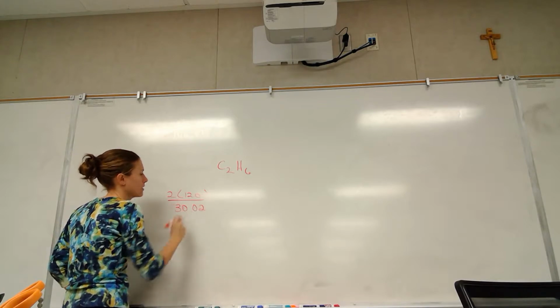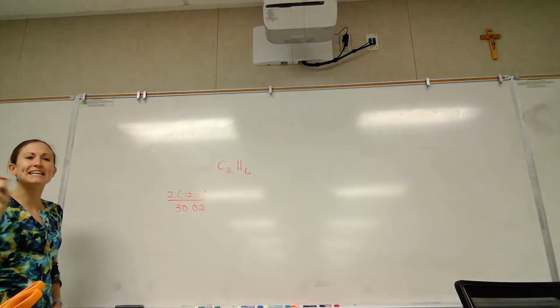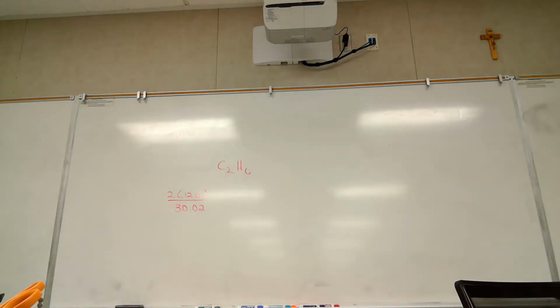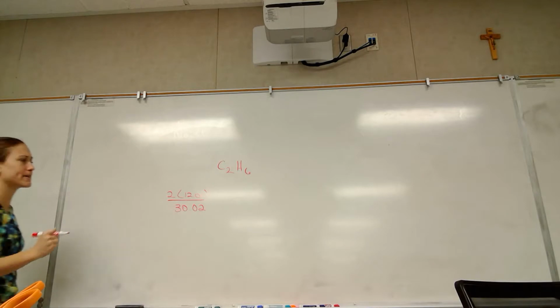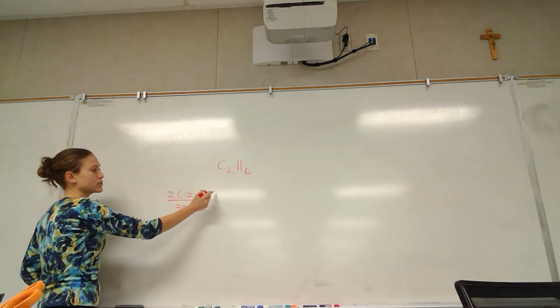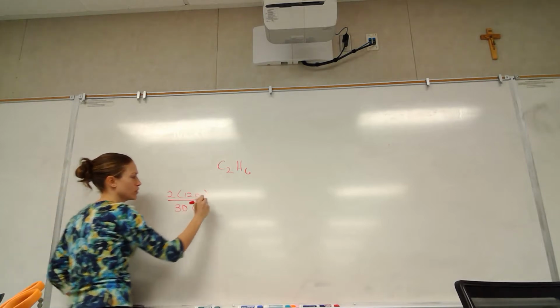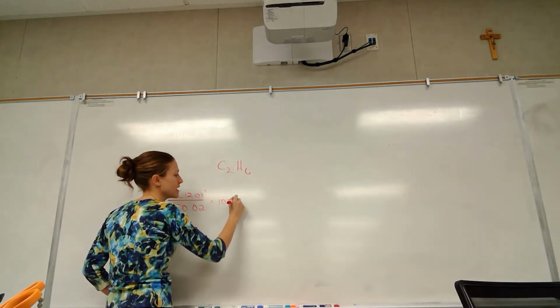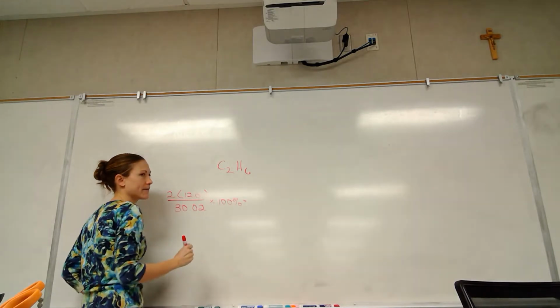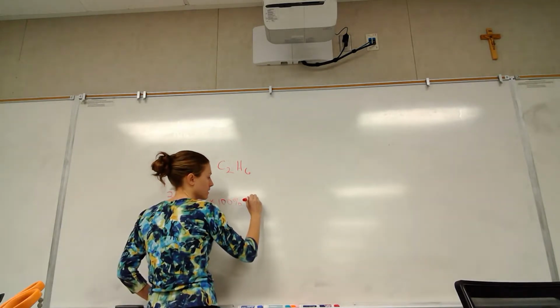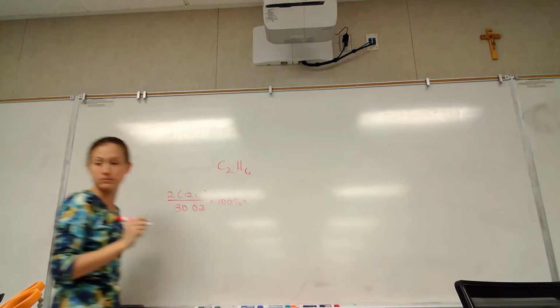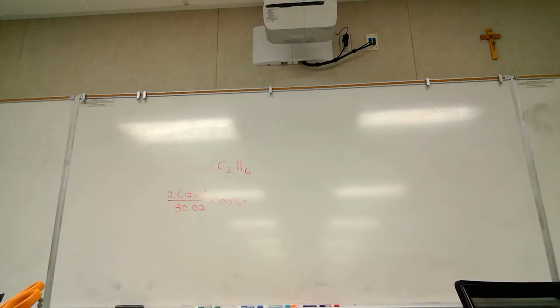Remember, this is slightly different from what we were just working on when I gave you mass, but it's not that different. Take what you're interested in, put it on top, so carbon on top, and on the bottom put the total molar mass. Multiply this by 100 and you'll get your answer. So what did you guys get for your percent? I got 79.36. I got 79.85. I got 80.